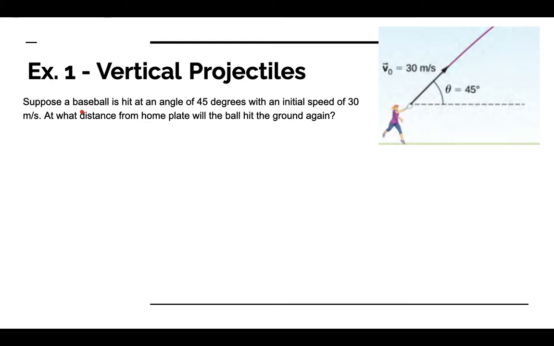So suppose a baseball is hit at an angle of 45 degrees with an initial speed of 30 meters per second. At what distance from home plate will the ball hit the ground? This person actually looks like they're throwing a horseshoe, but whatever, it works for us, okay?